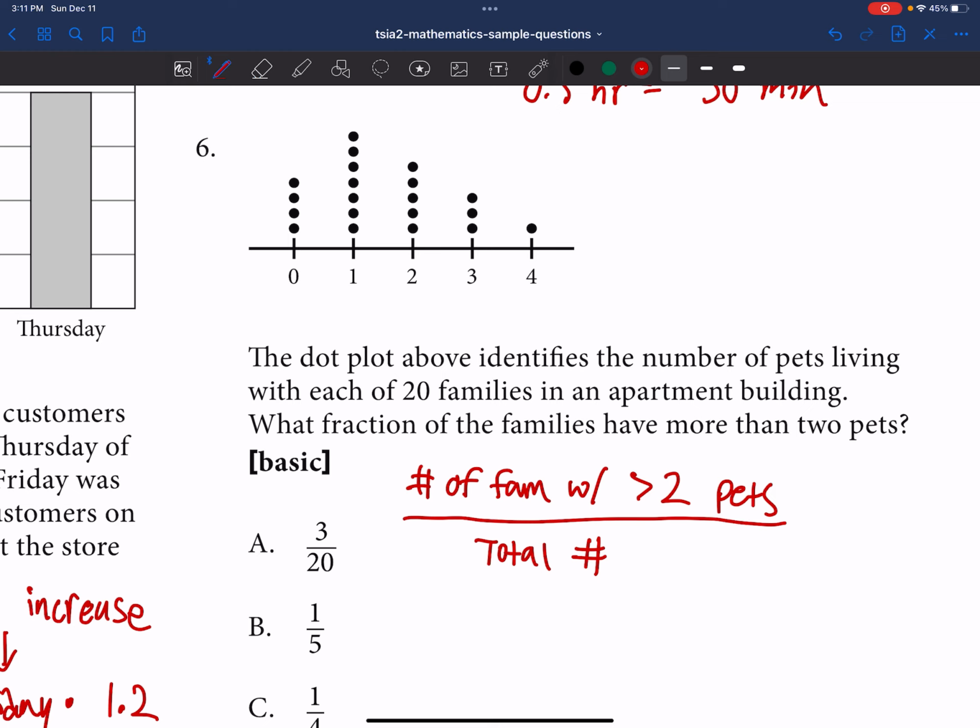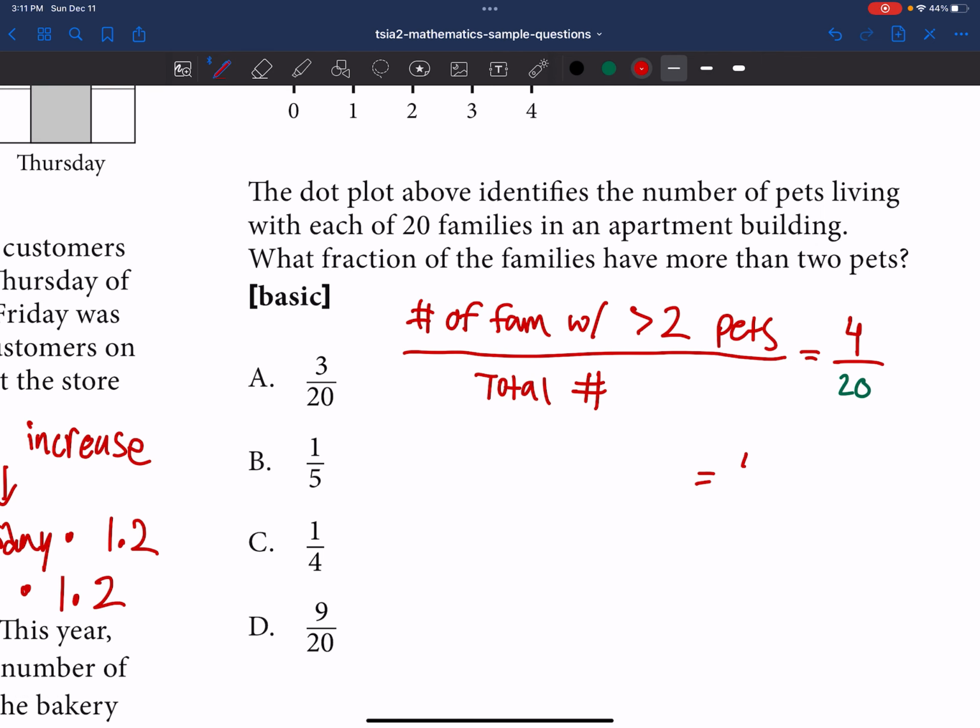Okay, so the number of families with more than 2 pets is 1, 2, 3, 4. So this is equal to 4 over, how many are there total? Well, there's 1, 2, 3, 4, 5, 6, 7, 8, 9, 10, 11, 12, 13, 14, 15, 16, 17, 18, 19, 20. So it's 20. So if you say 4 divided by 20, that's like 4 over 4 times 5. So those cancel and it reduces to 1/5.